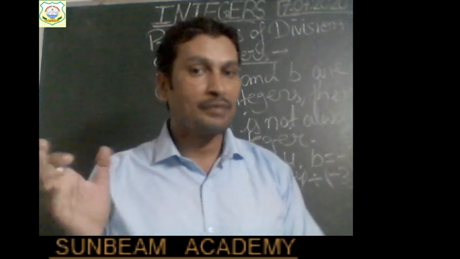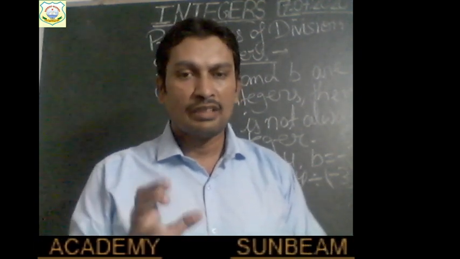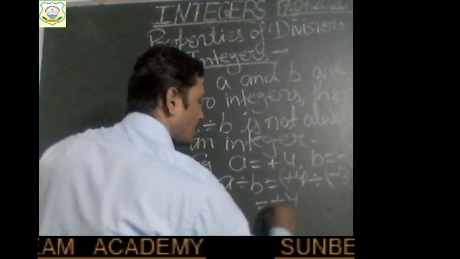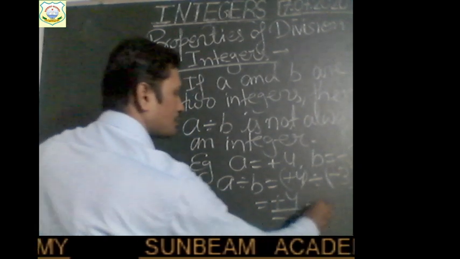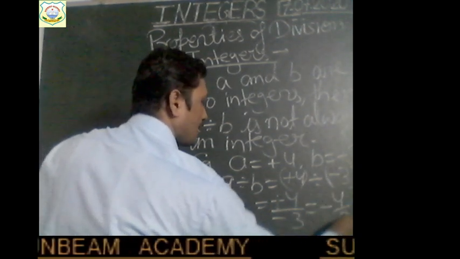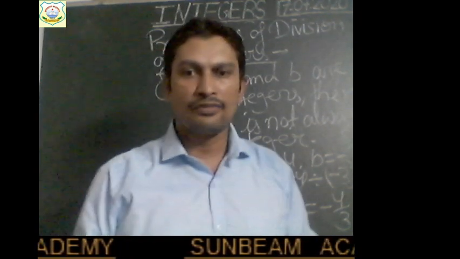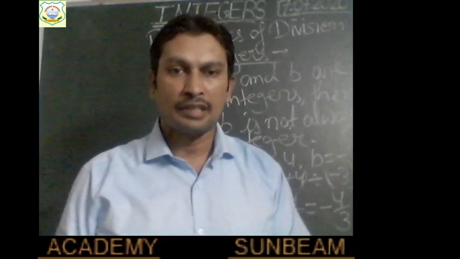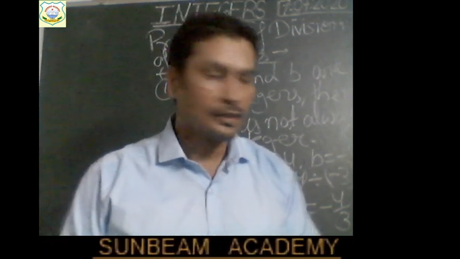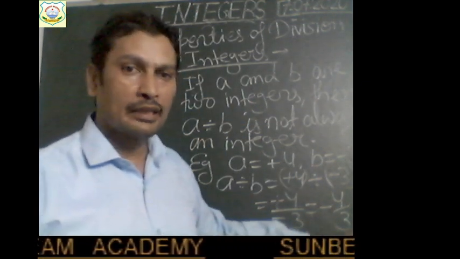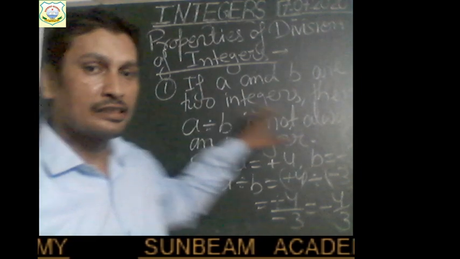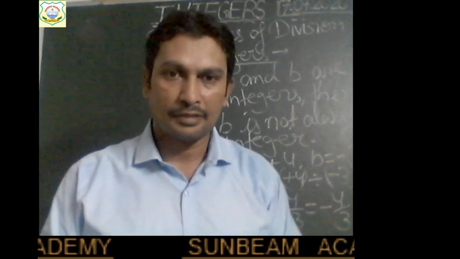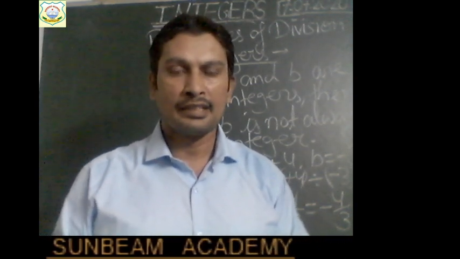Right? 4 is not a multiple of minus 3. So the result will not be an integer. It will be a fraction, because it will give plus 4 upon minus 3. Plus and minus becomes minus 4 by 3. And 4 by 3 is a fraction, children, that we will discuss later. That is our next chapter. So minus 4 by 3 is not an integer. So we can say that if we are dividing one integer by another integer, then their quotient is not always an integer. So this is the first property. I think it is clear to you now.